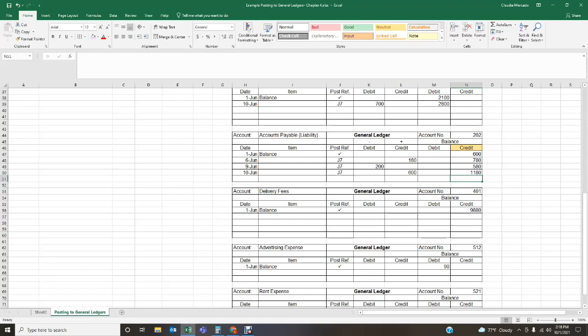So what does that tell me? That tells me that I owe more money. I used to owe $600. Now I owe 1180. So I bought some stuff on account. That's what it's telling me. So my accounts payable balance had a credit balance of $600.